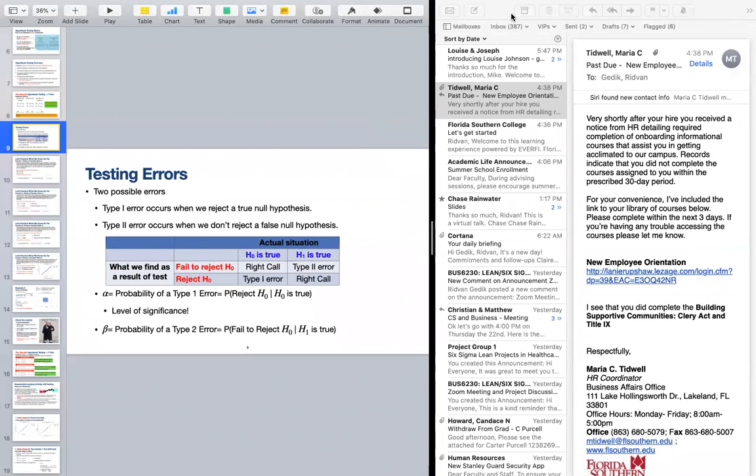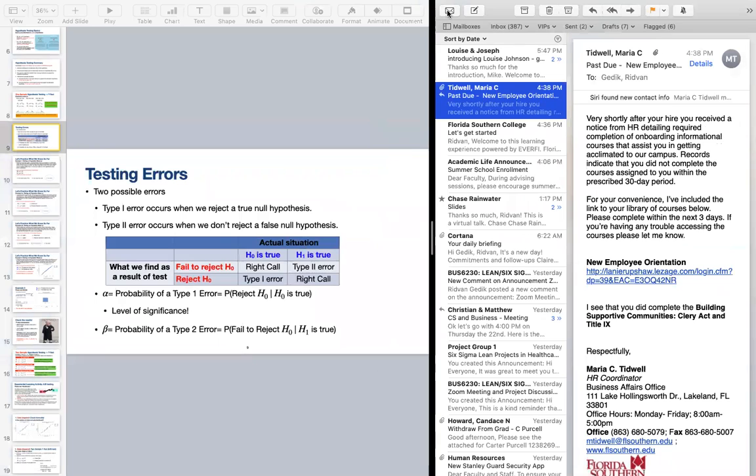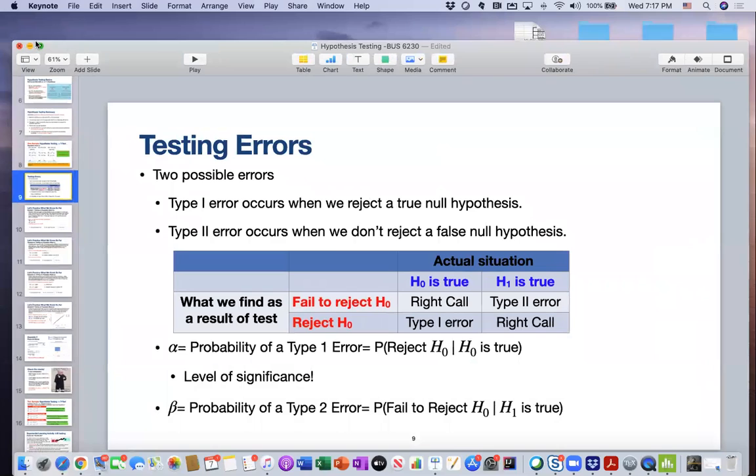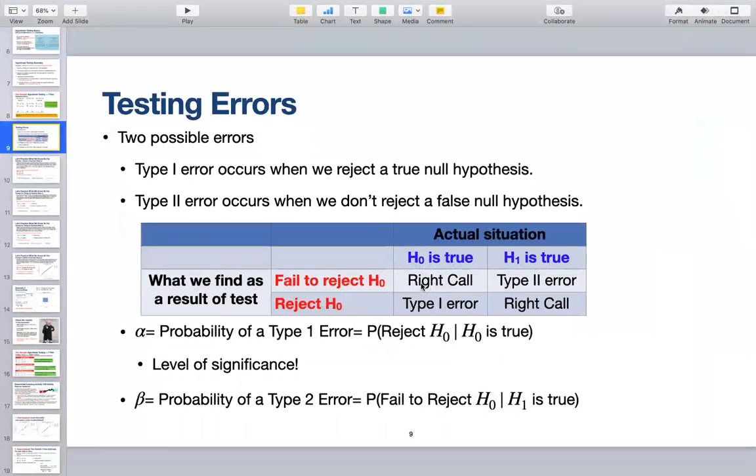What happens if we are failing to reject the null hypothesis, making sure that we are not rejecting it, but actually the alternative hypothesis is true? In this case, we are making an error, and that error is called type 2 error. This error is very hard to handle. That's why we focus on the other error that we might be making in our situation.